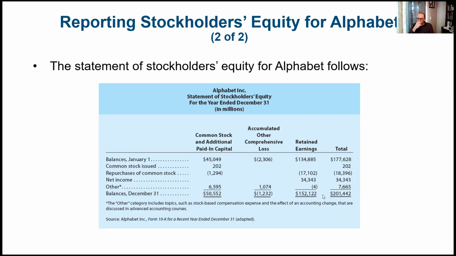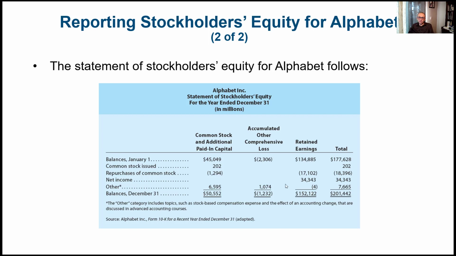So for the statement of stockholders' equity, it should present the same value, the 201,442, or 201 billion. So you can see here it's the same value, but it's presented in columns for common stock and additional paid-in capital, the accumulated other comprehensive income or loss, which again, don't worry about that for now because that's material for intermediate accounting. And then we have retained earnings, and then the total column.